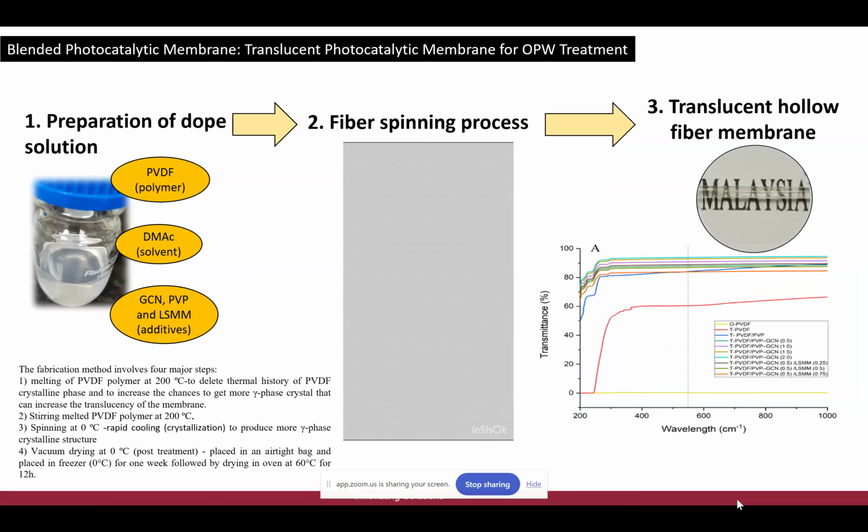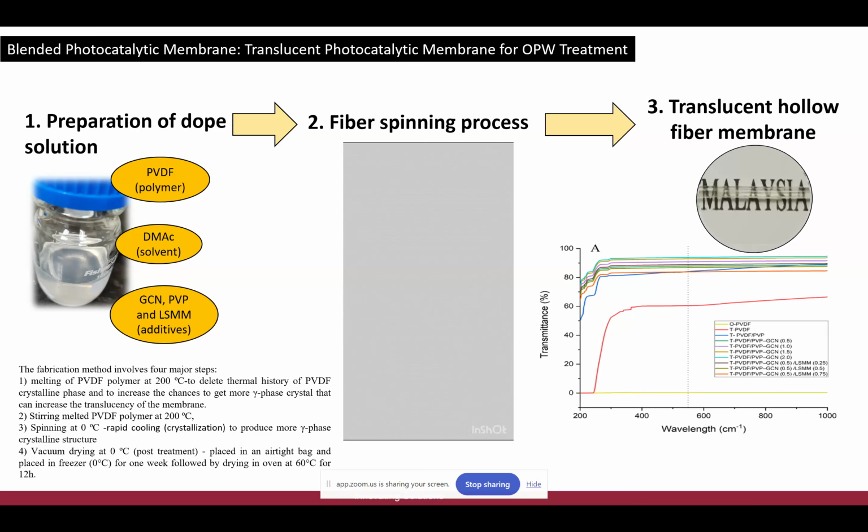Okay, and this is how we make our membrane. The hollow fiber membrane, translucent. So we start with the preparation of the dope solution, consisting of PVDF as the polymer, DMAc as the solvent, GCN as the photocatalyst, and then PVP as the pore former, and also LSMM, the hydrophilic surface modifying macromolecules, as the additive.